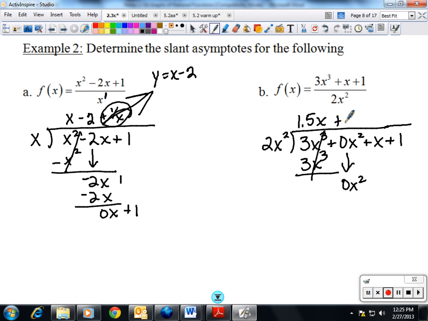0x squared, so plus 0. And anything beyond that, there's nothing you can multiply by 2x squared to give you x, so all that is my remainder, so it's just y equals 1.5x.